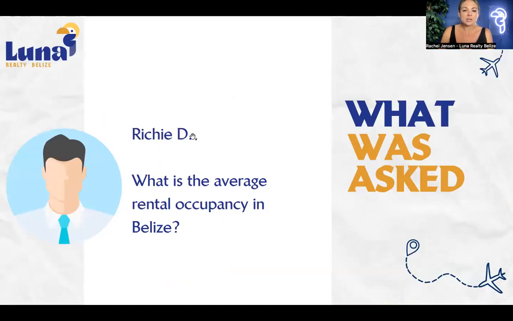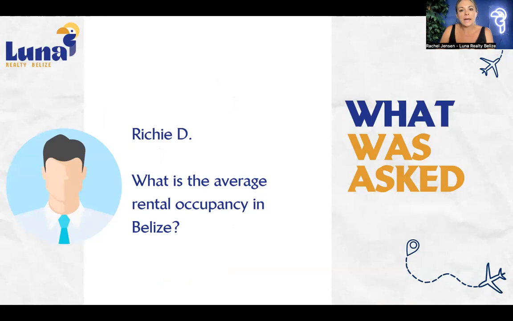So today's question was asked by Richie, and he said, what is the average rental occupancy in Belize? And this is obviously a great question that's asked to us quite a bit by people who are looking at investing here in Belize. If you're looking at it from an investment perspective, you want to know the rental numbers, you want to know occupancy, you want to know the average daily rate.